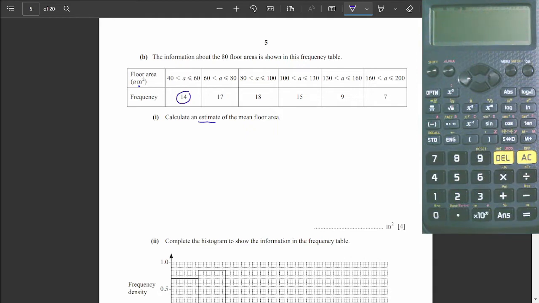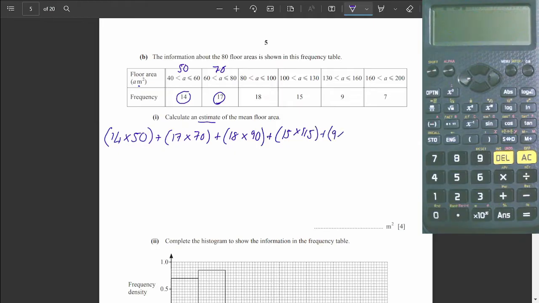Okay, so we're going to have to take the average, and we assume the average is the midpoint of 40 and 60, which is 50. So on average, they'll have a floor space of 50. So we need to get all those houses, all 14 of them, we need to add up all their 50 meter square floor spaces. And that's what we do with the rest as well. We take the frequency, in this case 17, and we multiply it by the middle, which is 70. 18 times 90, 15 times 115, 9 times 145, 7 times 180.